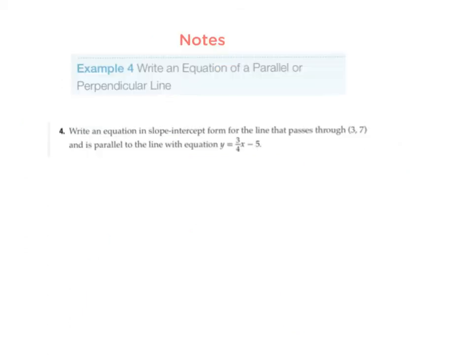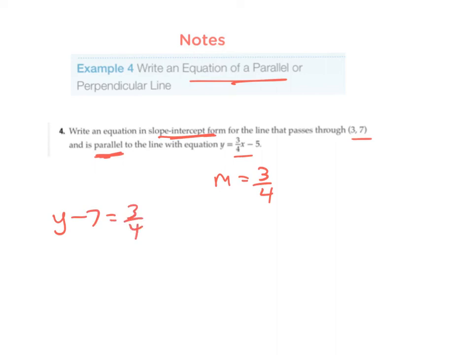So in this particular problem, we're still going to write an equation, but now we're going to write one for a parallel line in slope-intercept form, and they give us a point. We have to figure out the slope from our old equation. The new slope is going to be exactly the same because we want parallel. Now I can fill in the blanks. I'm going to do my point-slope: y minus 7 equals 3/4 times x minus 3. And now I just have to turn it into slope-intercept.